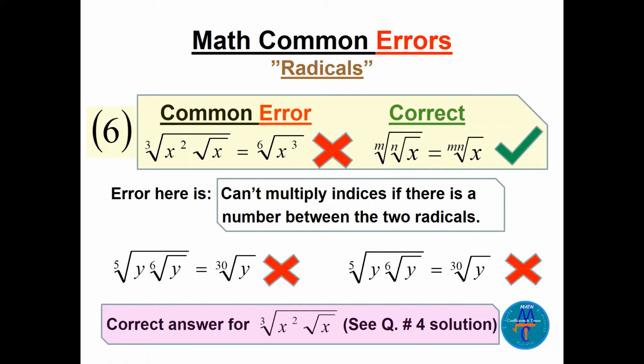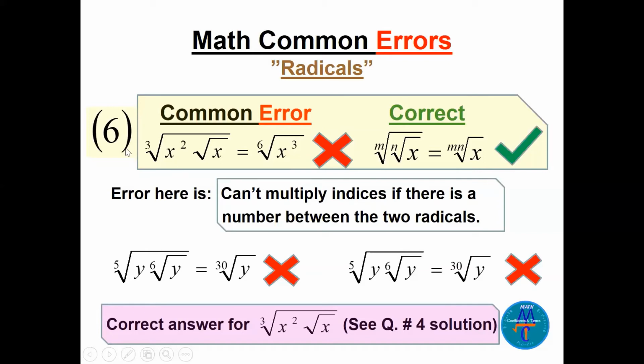So I said the error here is that you cannot multiply the indices if there is a number between the two radicals. So this one is wrong. This one, 5th root of y, 6th root of y, this is wrong. This is wrong.